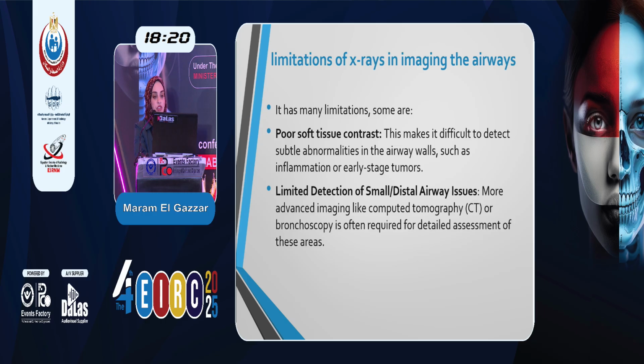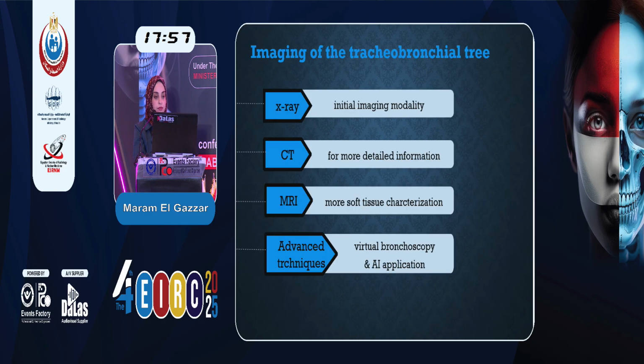Limitations of X-ray in imaging the airways. It has many limitations, like poor soft tissue characterization. This makes it difficult to detect subtle abnormalities in the airway wall, such as inflammation or early stage tumors. There is limited detection of small or distal airway issues. More advanced techniques like CT or bronchoscopy are more often required for detailed assessment of these areas.